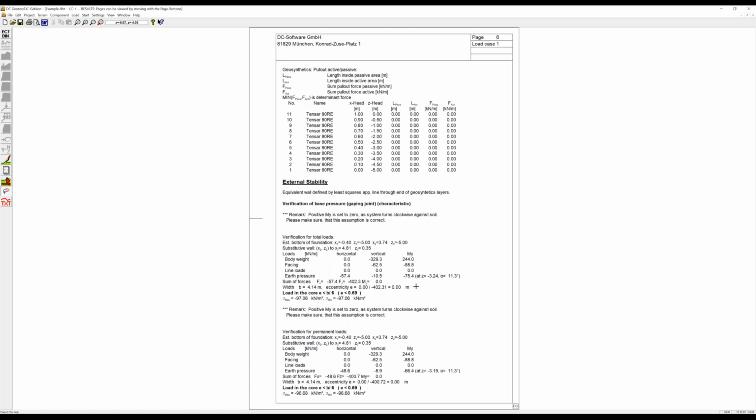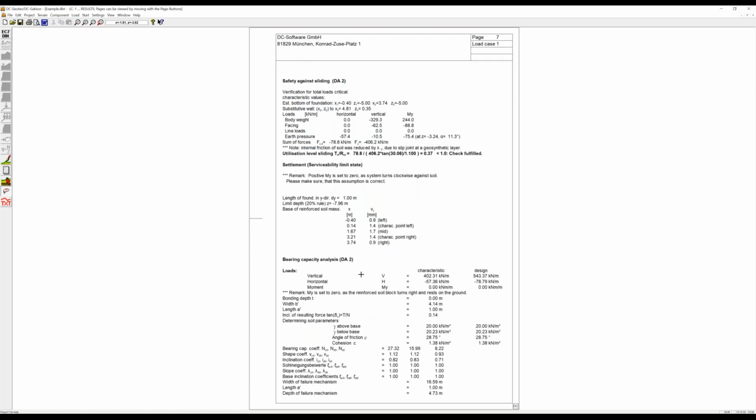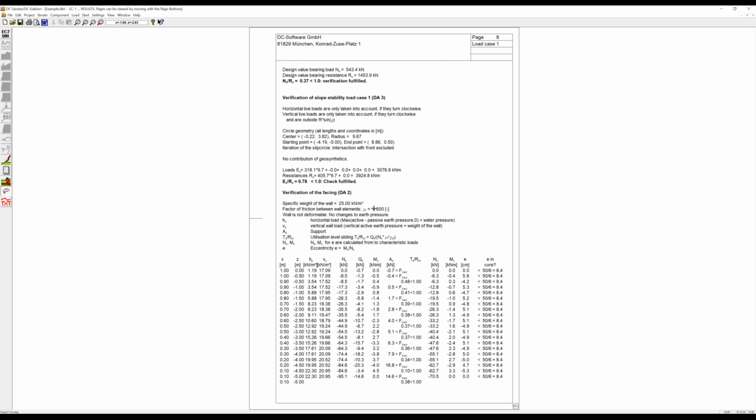Now for the external stability, we have an overturning verification. We have the safety calculation against sliding. We have a settlement calculated for this reinforced soil mass. The bearing capacity analysis below this block. We have the slope stability calculation, which is as well fulfilled here with a utilization of less than 1.